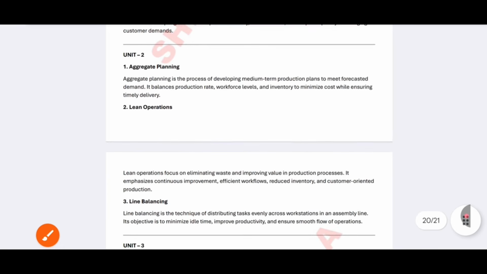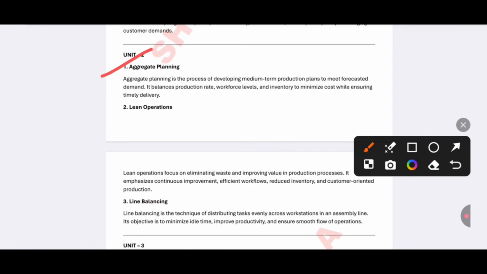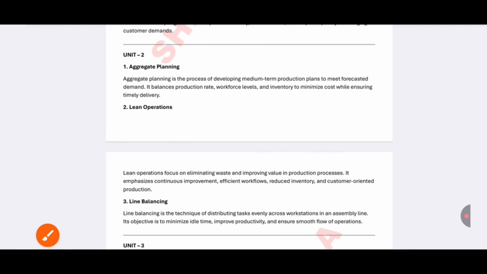Next one, unit number 2. The first important question is aggregate planning. Aggregate planning is the process of developing medium term production plans according to future demand, that is, forecasted demand, the prediction of the future. It balances production rate, workforce levels and inventory to minimize expenses while ensuring timely delivery. You have to deliver on time, but you need to reduce your expenses also. For that, proper aggregate planning is important.